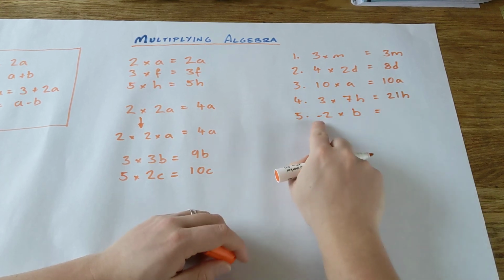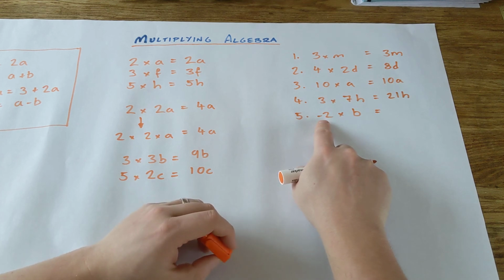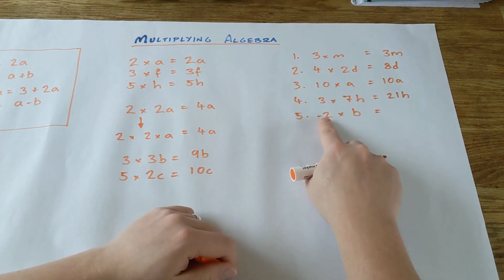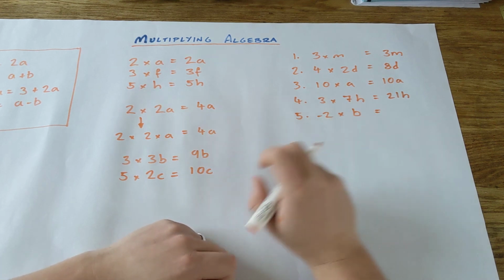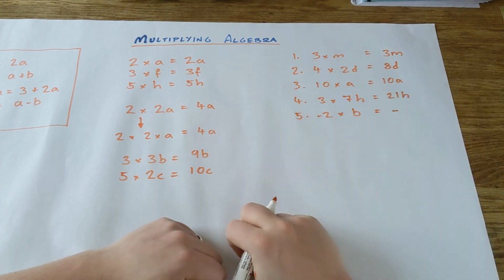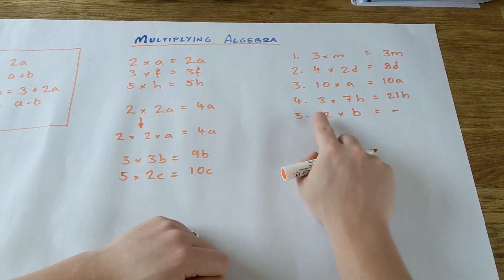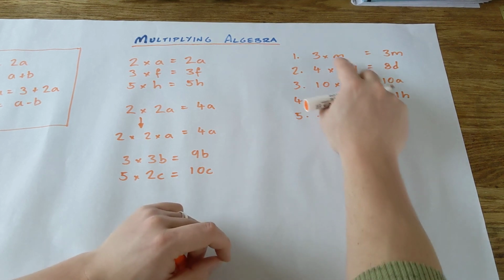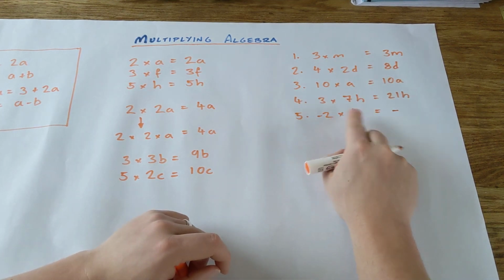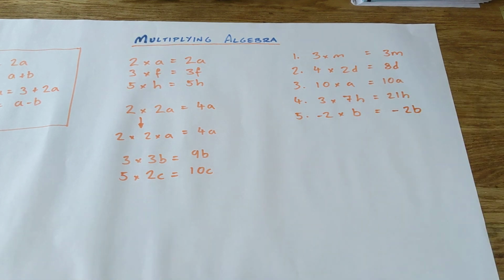Okay, and then now, slightly trickier, but hopefully we can remember what we learned about negative numbers. Okay, I've got negative 2 times b. Okay, if I've got a negative times a positive, that means my answer is going to be negative. Okay, remember if the signs are different, the answer is negative. We've got a negative sign and a positive sign, so I get a negative answer. Okay, and then it's just like the others. I'll just do the number, then the letter. So that gives me negative 2b.